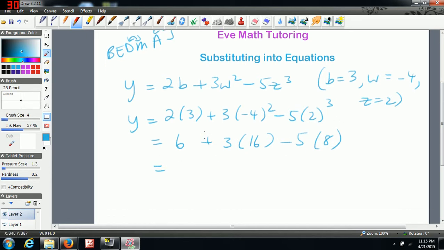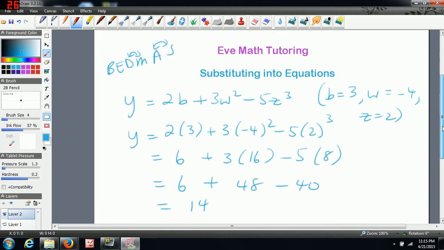And at this point, before I do addition or subtraction, I would be doing multiplication first, according to BEDMAS. Okay, so 6 plus 28 minus 40. So the answer would be 14. Okay?